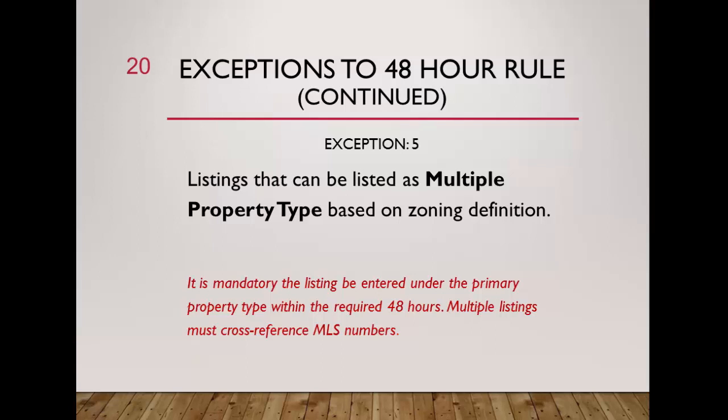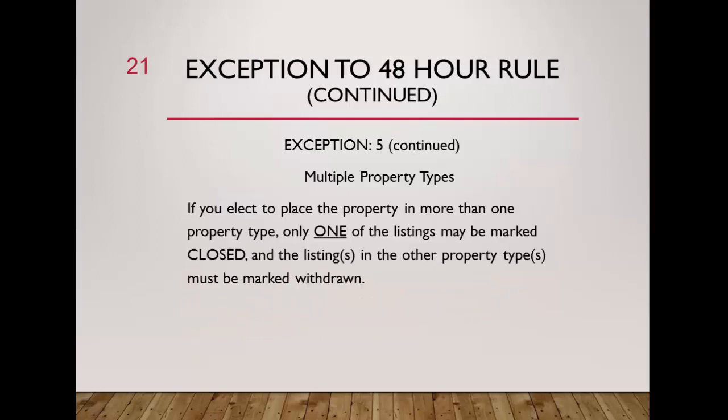The primary property type needs to be entered within 48 hours. The secondary property type can be entered outside that 48. Keep in mind that on those listings, you must cross-reference the MLS numbers of the two associated listings. When a listing that was entered in the multiple list type closes, you can only mark one of those closed. The other needs to be withdrawn.